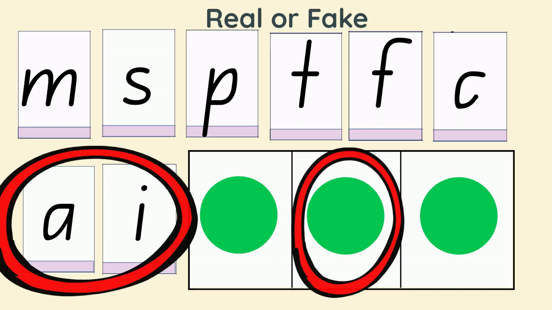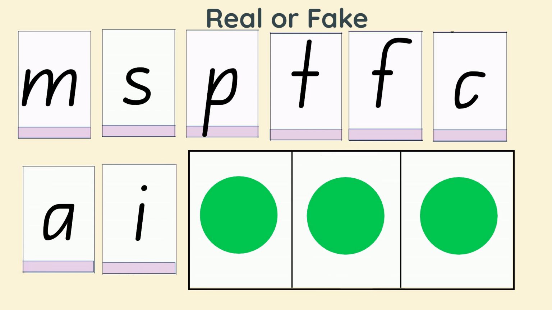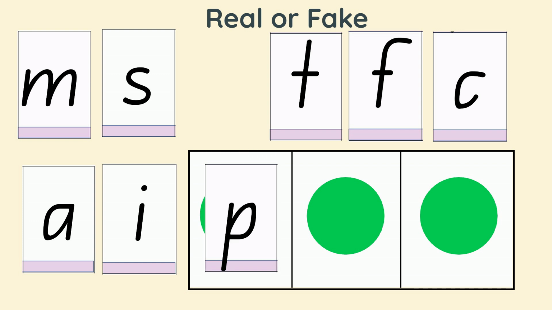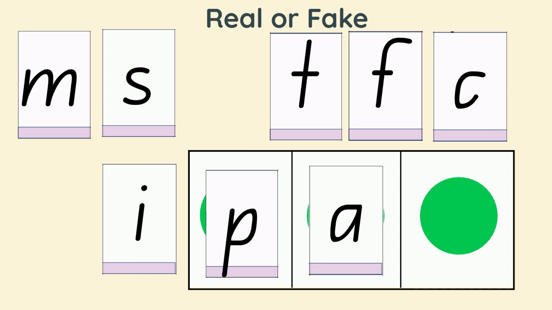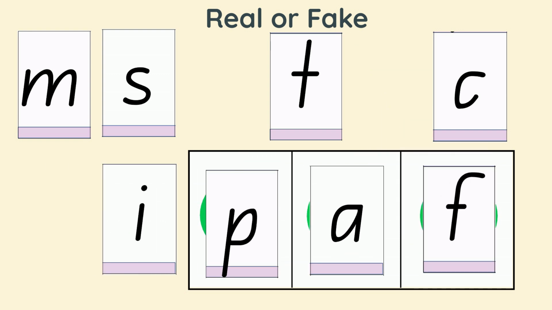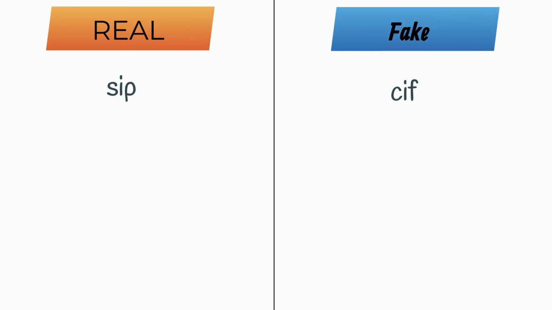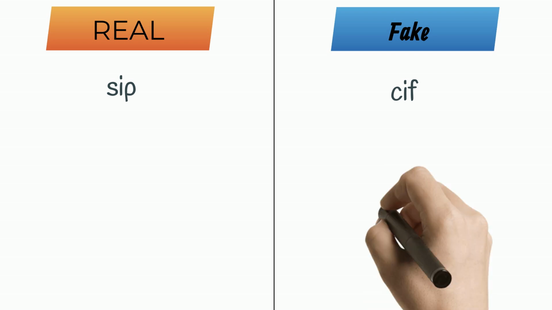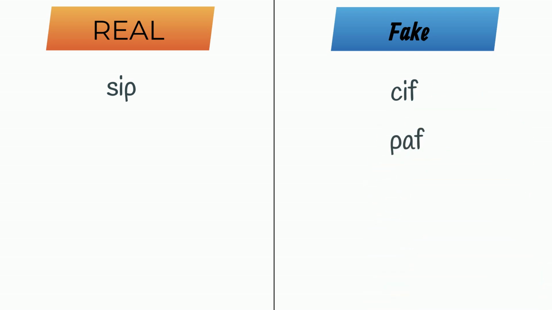Now I'll remember to put the vowel in the middle box. Time to choose more letters. P, A will be my vowel, and F. Okay, let me sound it out. P, A, F. Now I need to blend it. Paff. Paff? That's not a word. Since paff is a fake word, I'll add it to the fake side.